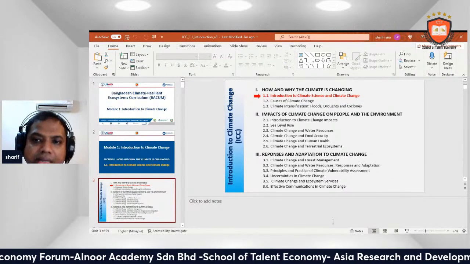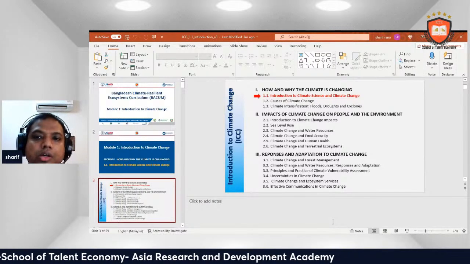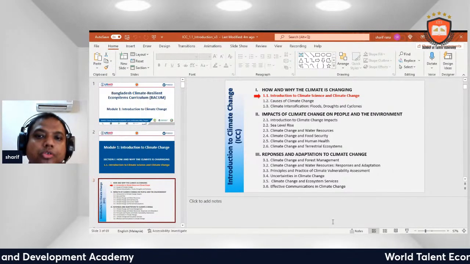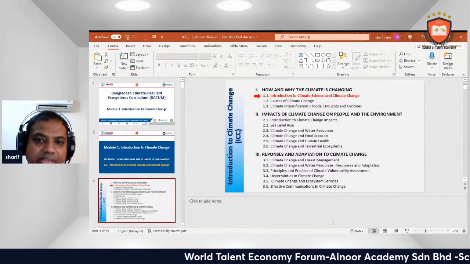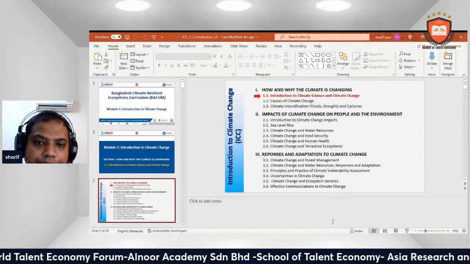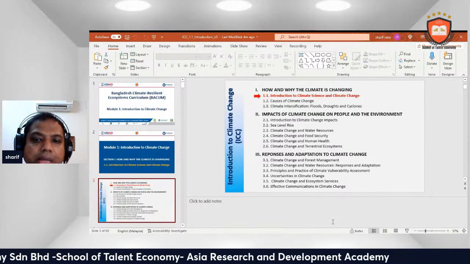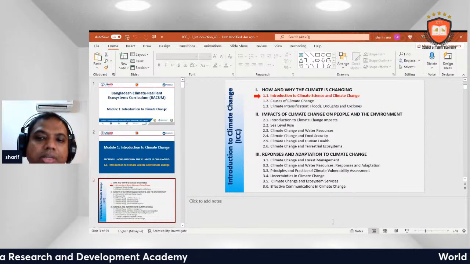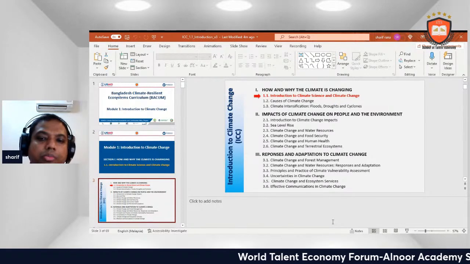Introduction to climate science and climate change, causes of climate intensification, floods, droughts and cyclones, impact of climate change on the people and the environment. Introduction to climate change, impact of sea level rise, climate change and water resources, climate change and food security, climate change and human health, climate change and terrestrial ecosystems, response and adaptations to climate change and forest management, climate change and water resource response and adaptation, principles and practice of climate vulnerability assessment, uncertainties in climate change and ecosystem services, effective communication in climate change.